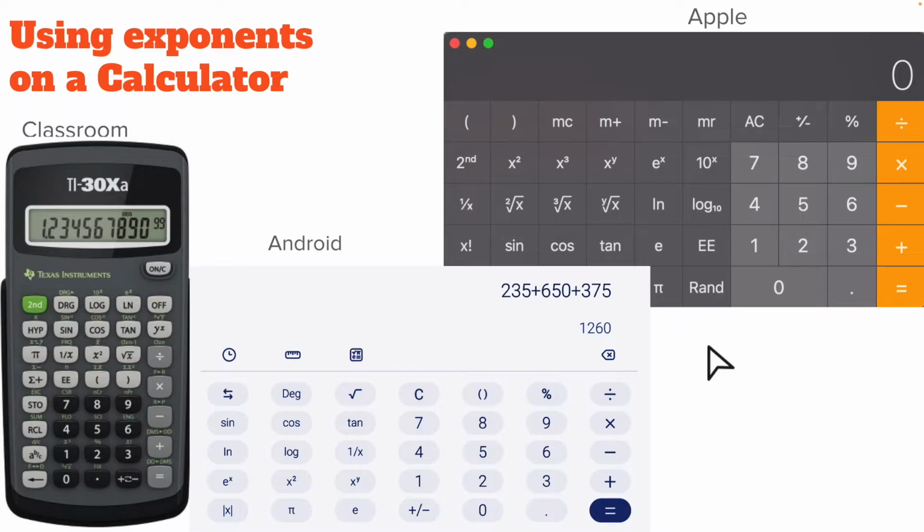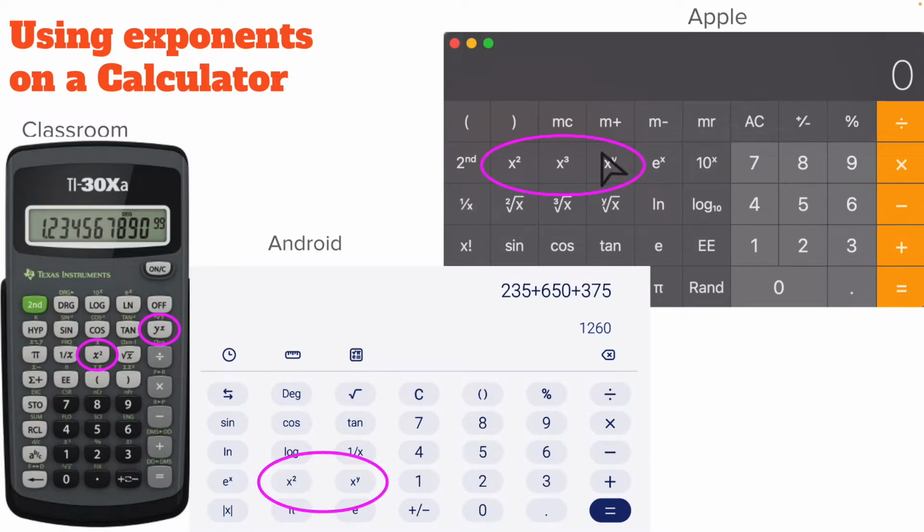So there's tons of different ways to do this, but mainly I wanted to show you where to find the exponents when you're looking here. So if you're looking at Apple, we have these x with a 2, x with a 3, x with a y. So this is squared, cubed. So 2 we call squared, 3 we call cubed. Anything above that, we're not going to have a button for.